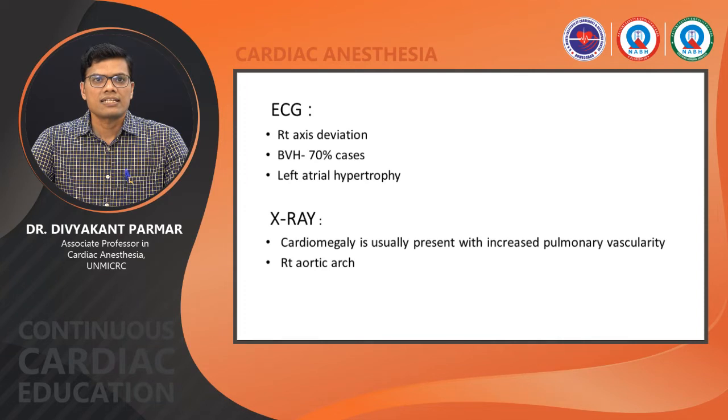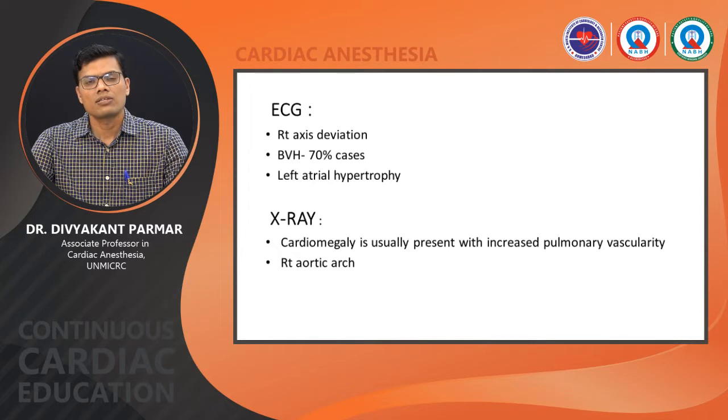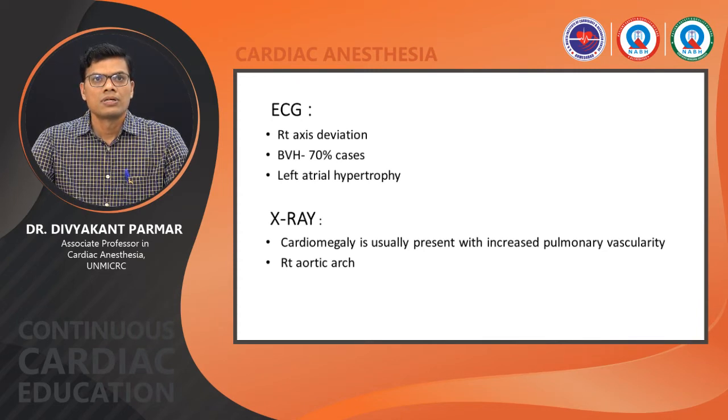On chest X-ray, cardiomegaly is usually present with increased pulmonary vascularity. But in case of an absent pulmonary artery from the aorta, on that side the vascularity may be decreased or the lung field is oligemic, while on the opposite side increased pulmonary vascularity is present. Right aortic arch is commonly present.